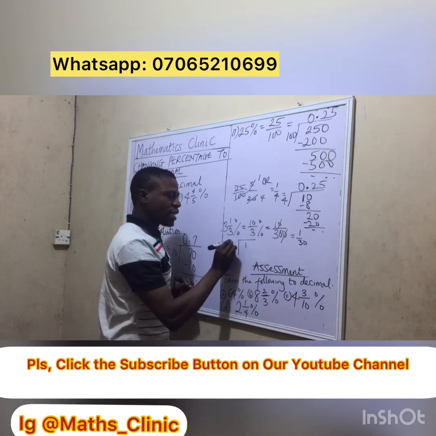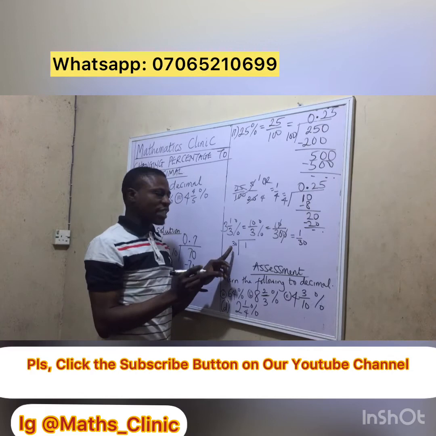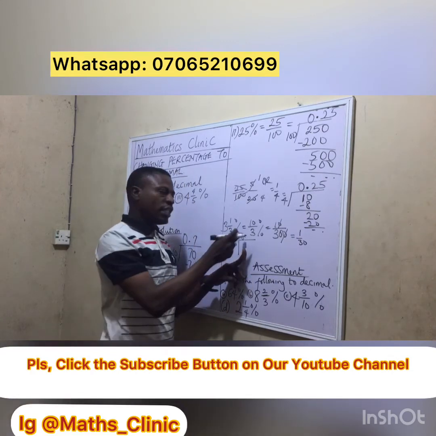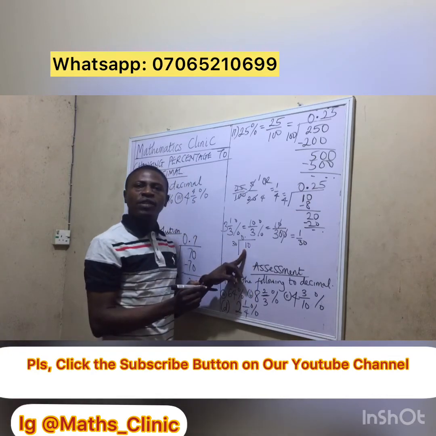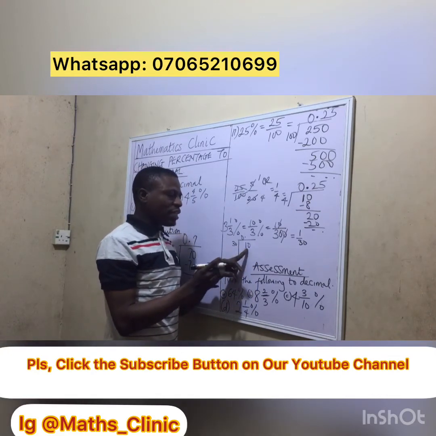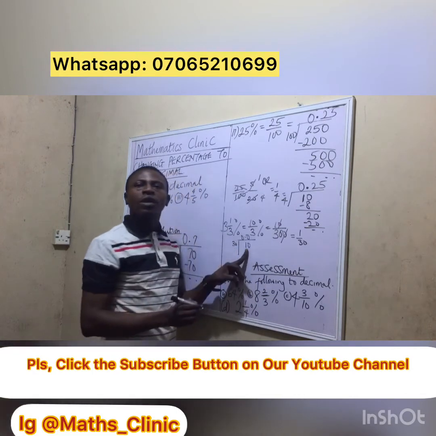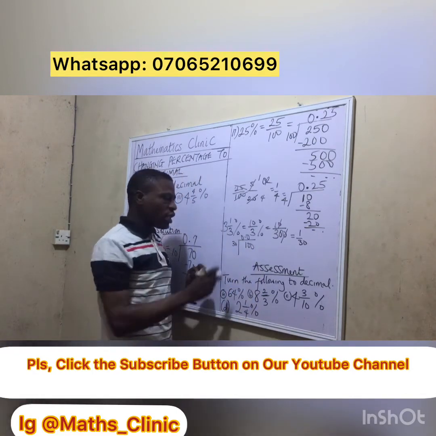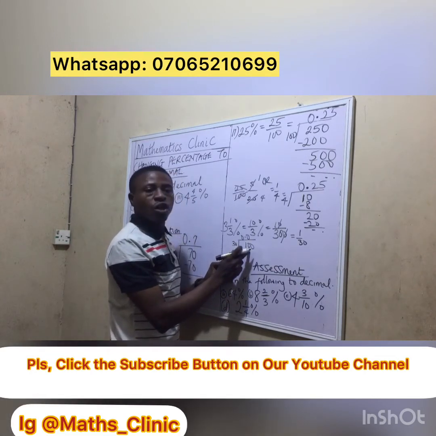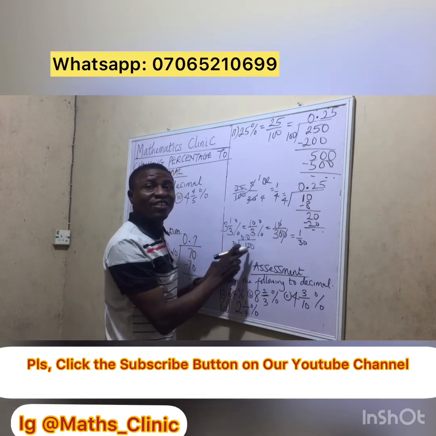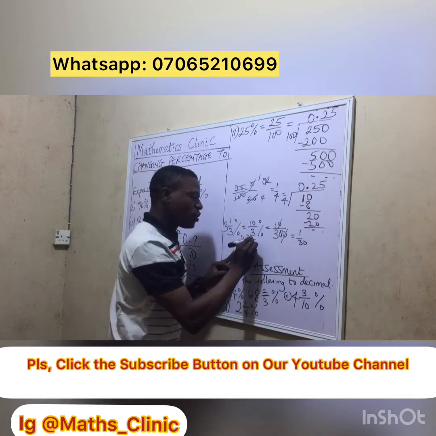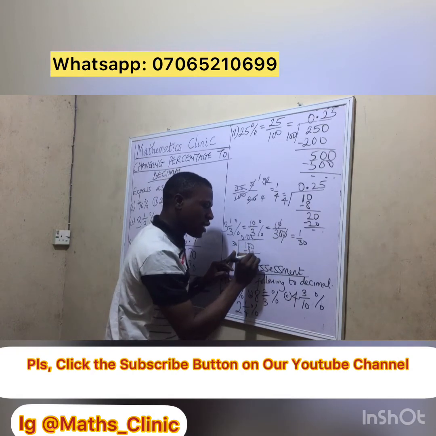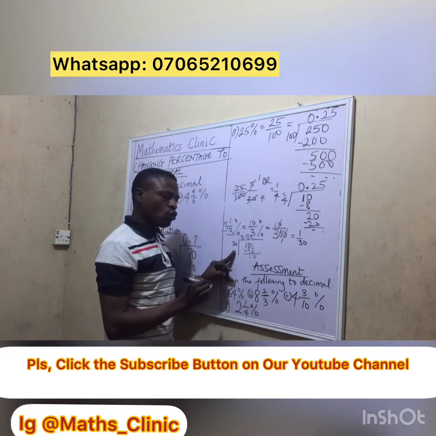You can take it to decimal too, which is what? 1 to be inside, 30 to be outside. How many 30 can you see in 1? Impossible. You write 0 and put a point. This point shows that if you add 0 to this one, it will give you 10. How many 30 can you see in 10? Impossible. 0. It means that what I'm going to do is add 0 to this, which is 100. How many 30 can you see in 100? That's 3. 3 times 30, 90. Minus it.